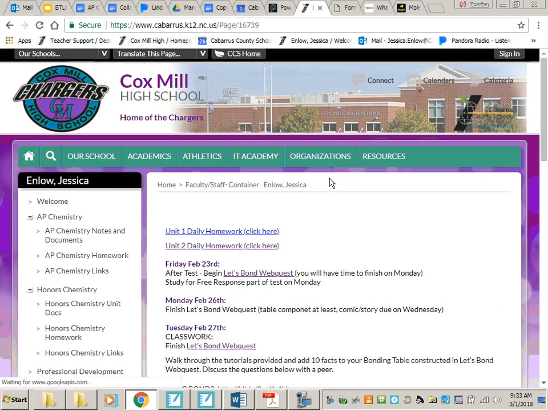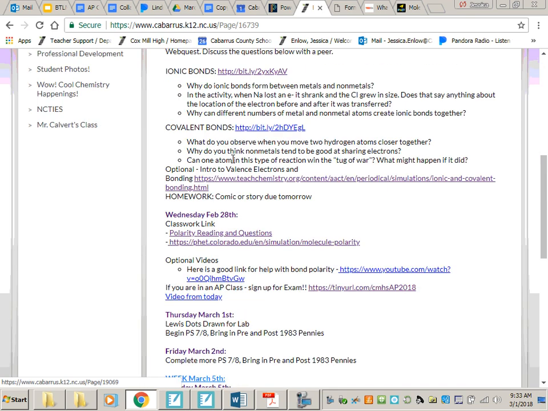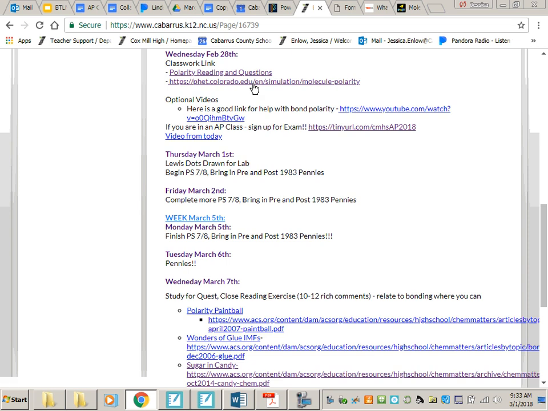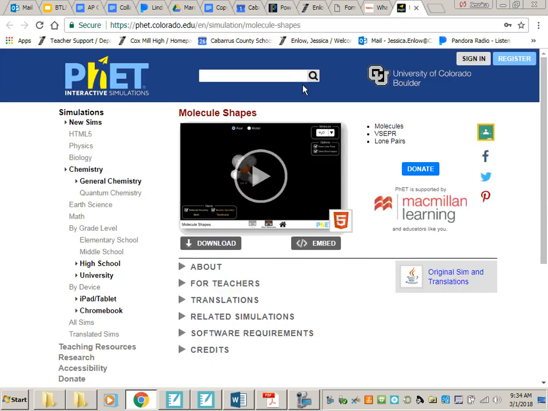No, that's molecular polarity from yesterday. So go to the link on your page, on your worksheet. If you just Google PhET molecular shapes, it should pop right up. PhET molecular shapes. Not the other one. Okay, and now you guys can begin.